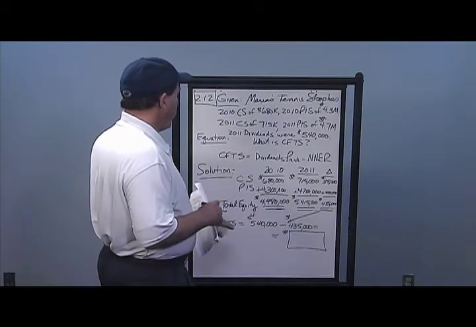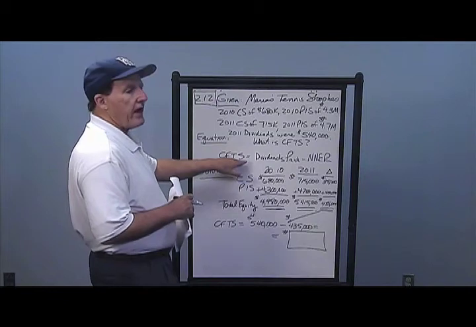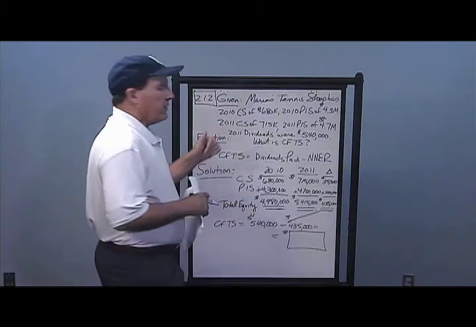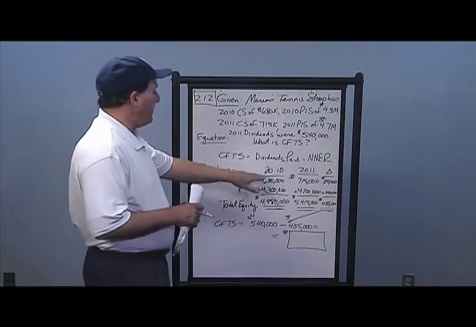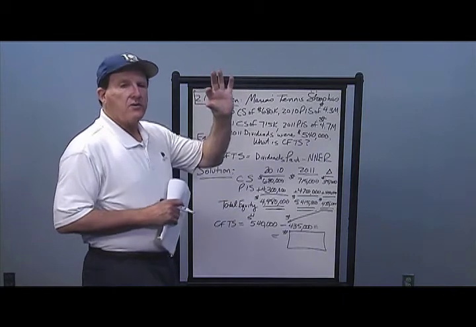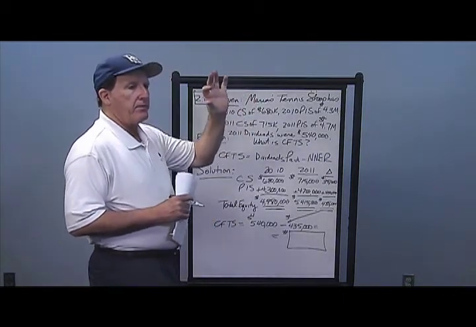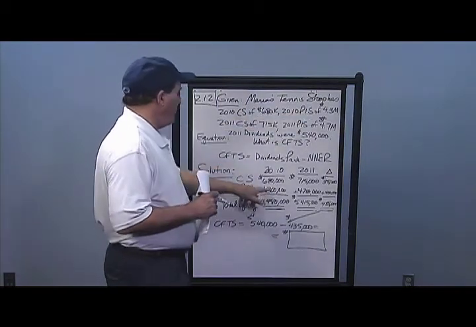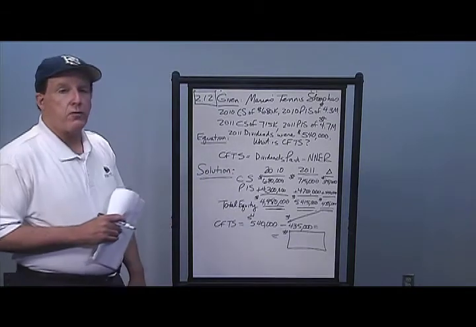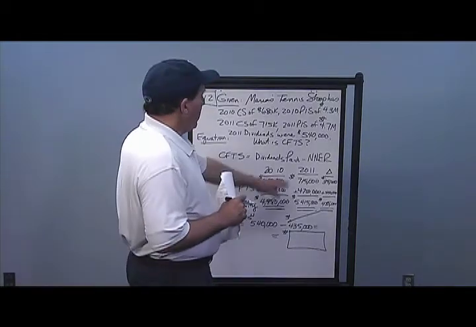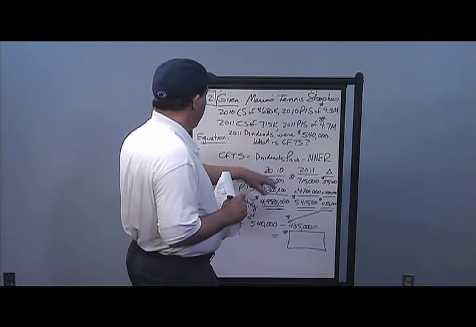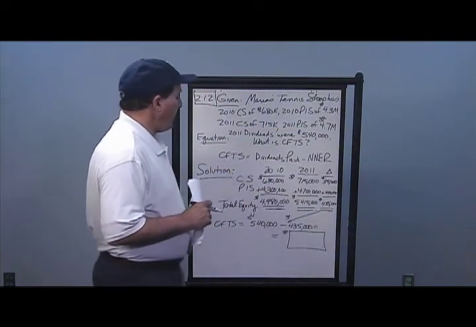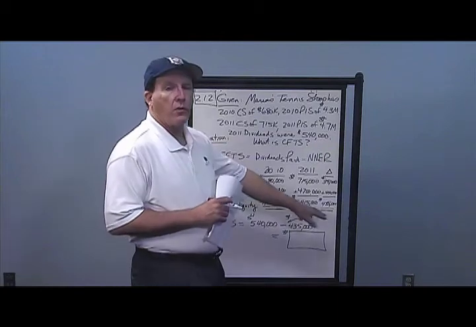First of all, I want to calculate the net new equity raised, because CFTS, cash flow to stockholders, is equal to dividends paid out minus net new equity raised. So first, let's calculate net new equity raised. I take the 2010 common stock plus paid in surplus. Those are two accounts in the equity account that I need to add up to get the 2010 total. And I take $680,000 of common stock and $4.3 million of paid in surplus, and I get a total equity number of $4,980,000. 2011, I take my $715,000 of common stock and add that to my $4.7 million of paid in surplus for a total equity balance of $5,415,000.